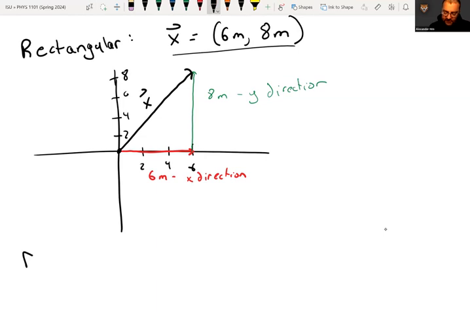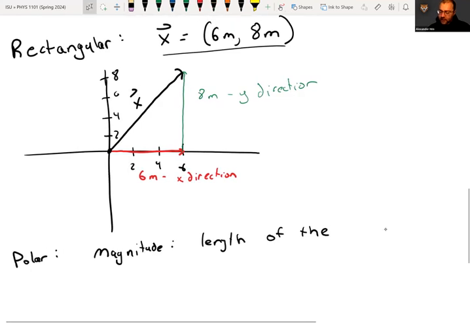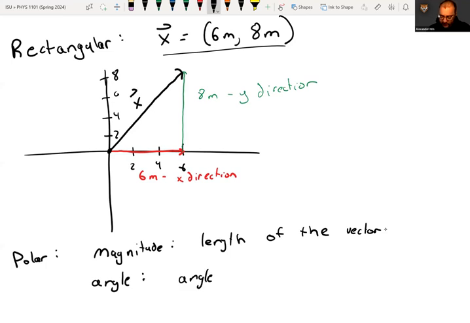But we can also express x in polar form. And what polar form involves is a magnitude. And the way you can think of a magnitude, at least visually, is it's the length of the vector. So I've drawn that arrow x, and the magnitude is going to be how long that arrow is. And then the other part of polar form is the angle. You need a magnitude and an angle. And basically the angle is the angle from the positive x-axis.